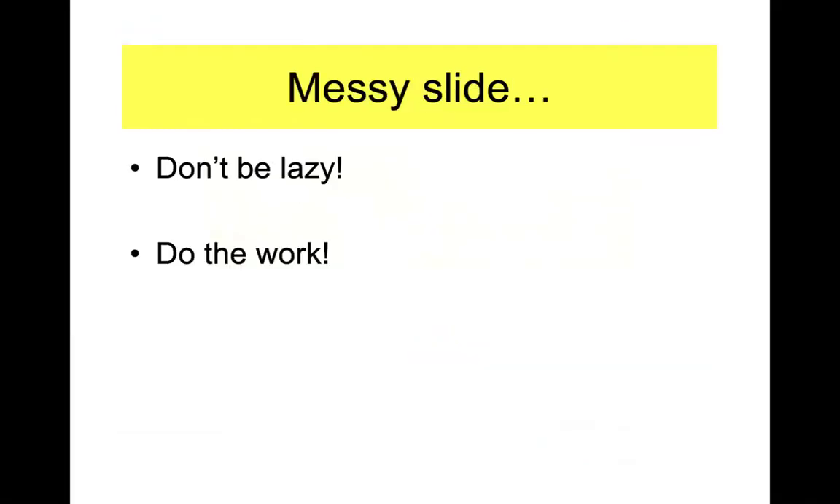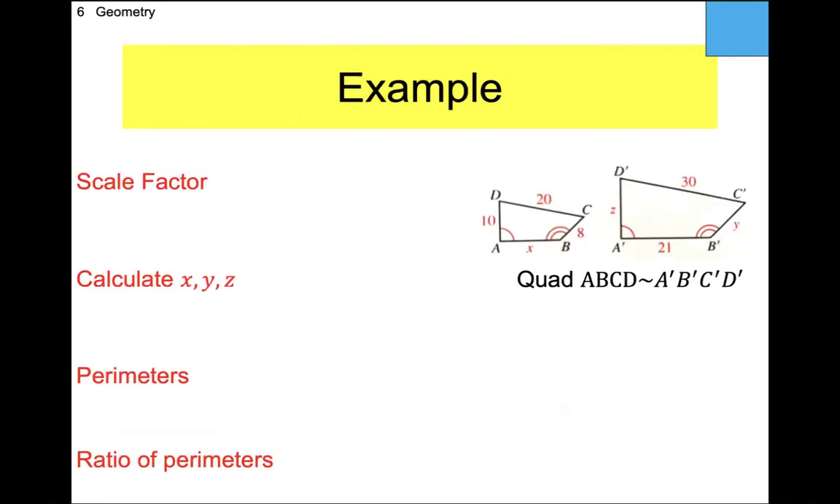Okay. So this is like homework. This is going to be a very messy slide. Don't be lazy. Pay attention. Pause the video. Try to get to the answer before I get to it. So there are 4 questions right here. It says scale factor. It says calculate X, Y, and Z. It says calculate the perimeter and then give me the ratio of perimeters.